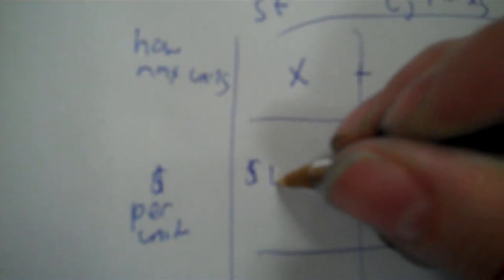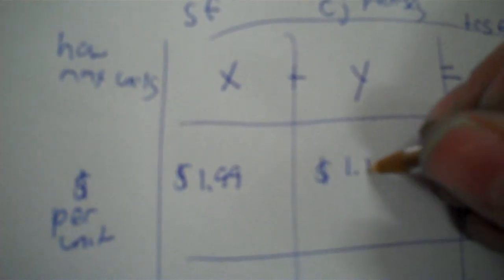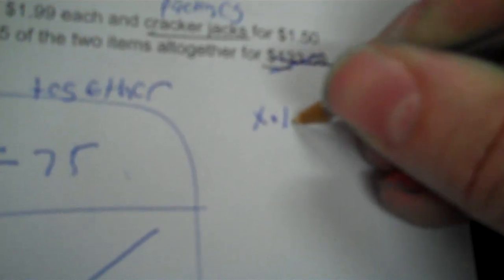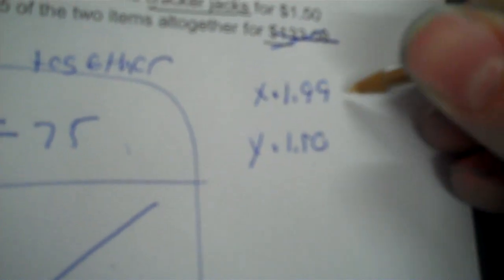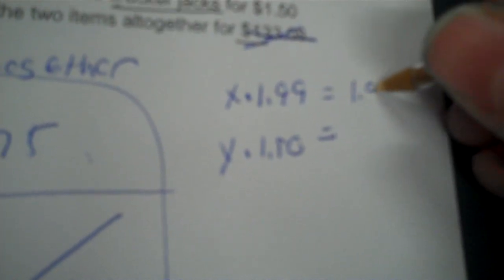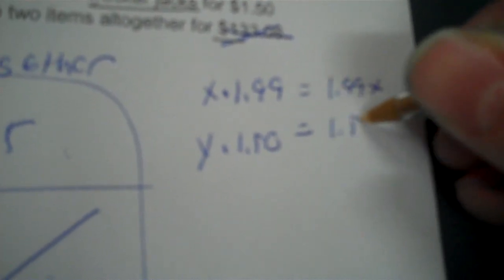Okay, so the cost per unit. Well, the sunflower seeds cost $1.99 and the Cracker Jacks cost $1.50. So to fill this equation in, we take how many units we bought, X, times the cost per unit, $1.99. Then how many units we purchased, Y, times $1.50. So it's 1.99X plus 1.50Y.